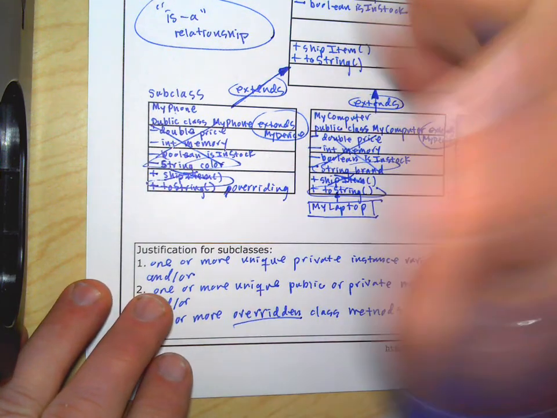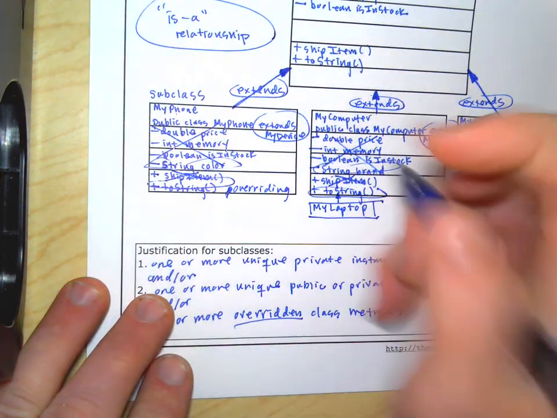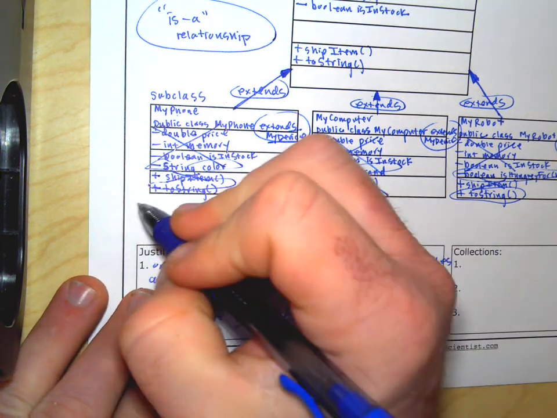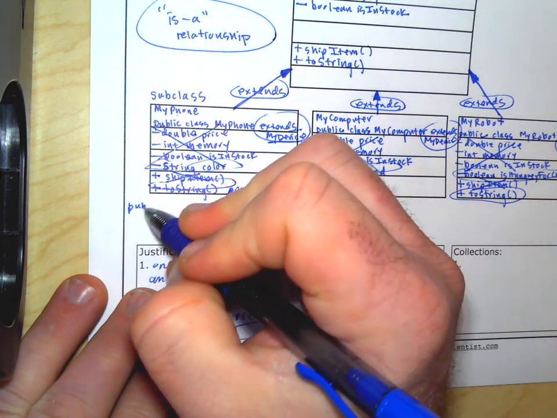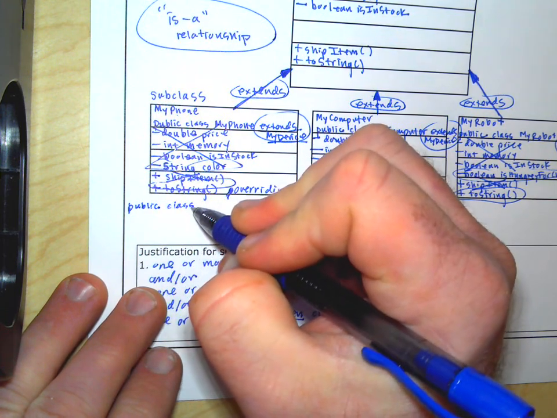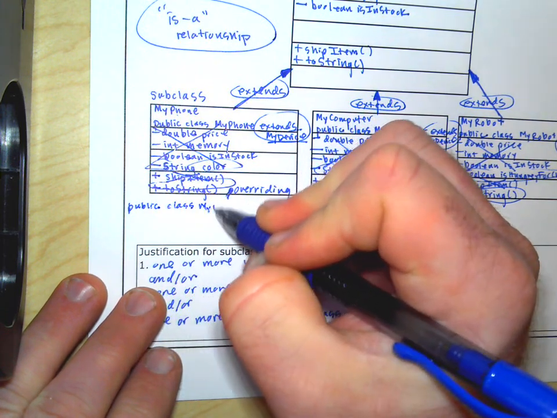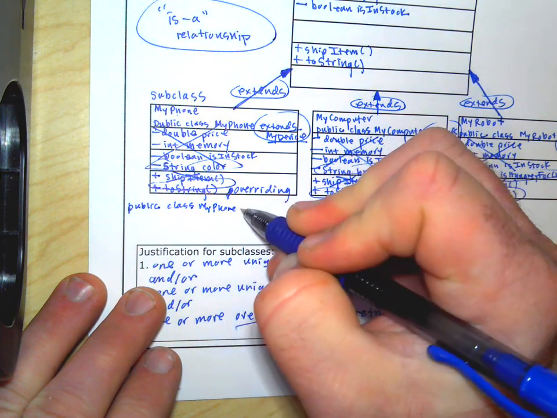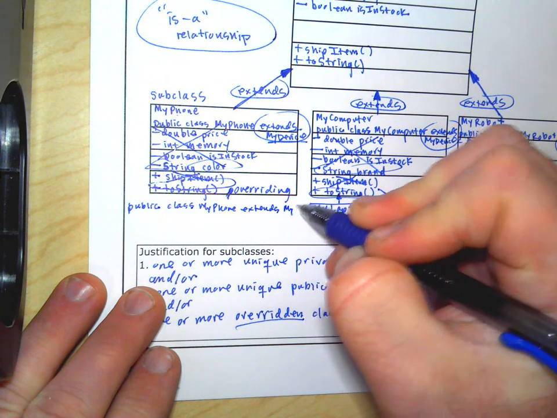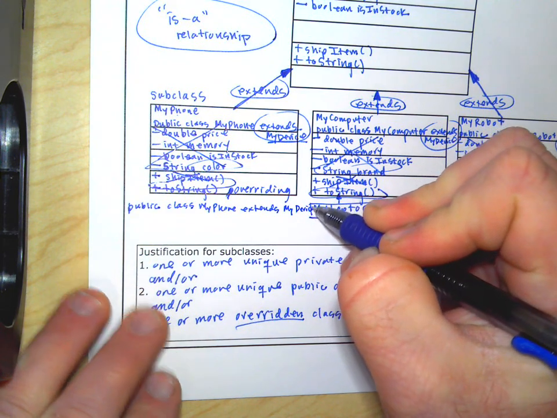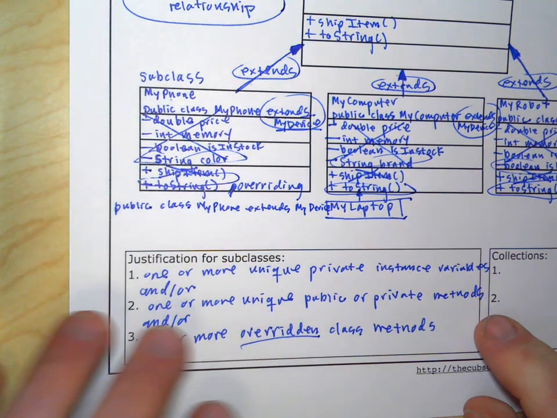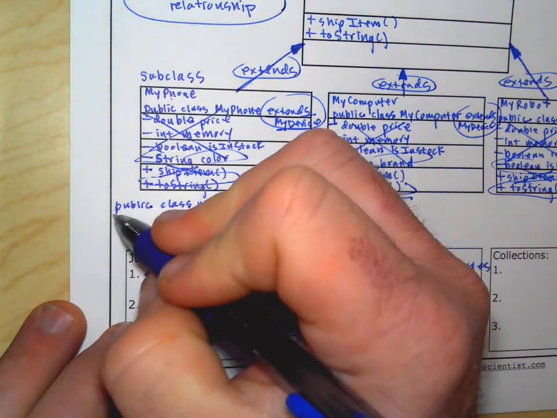Now, how do we get that stuff from here into here? Well, one thing is you have to write extends my device. Okay. And I'm going to write the code right here. I'm going to squeeze it in here. I'm going to give you an example of what you need to type. Okay. Public class my phone. And then we have to write extends my device. Okay. So we got to write that. We got to type that in. Extends my device.